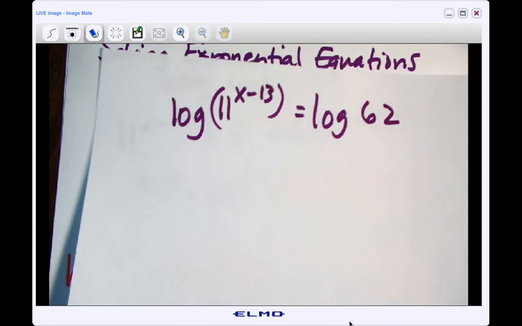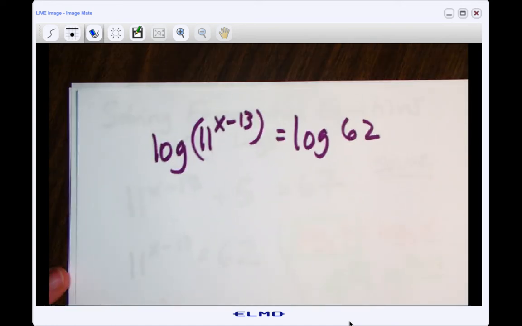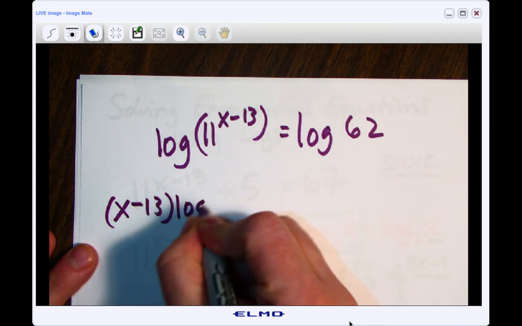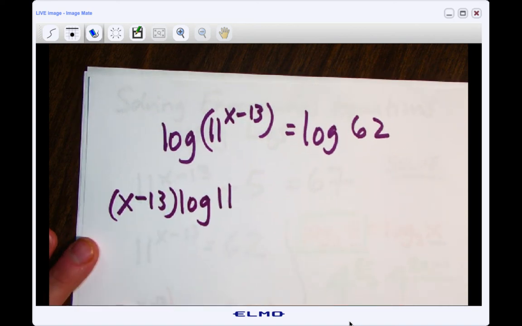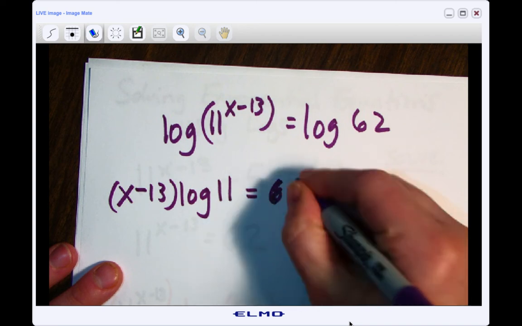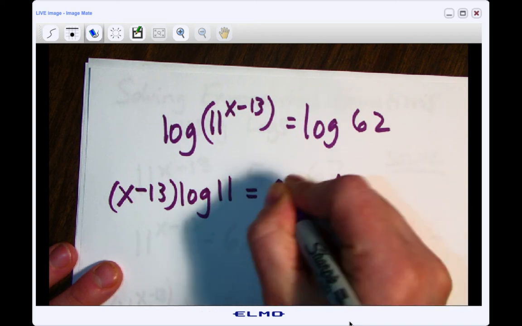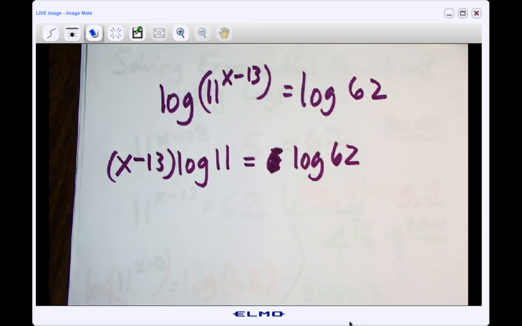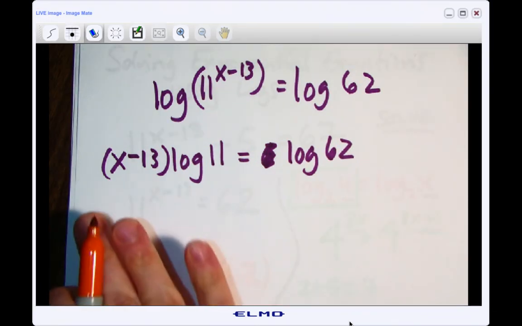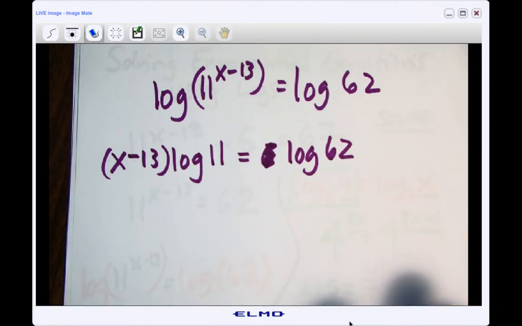So I'm going to bring that exponent down to the front. I'm going to say (x minus 13) times log 11 is equal to log 62. It's much easier to work on a chalkboard because you can just erase your mistakes instead. All right. Now, the goal is still the same. I'm still trying to get x by itself. That's what I'm trying to do.